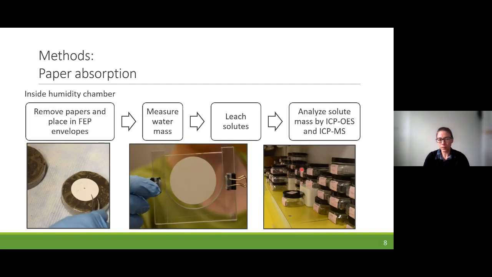After this equilibration period, the papers are removed from the cores and placed inside these FEP envelopes. Again, this is done within this humidity chamber to mitigate the effects of evaporation. The water content of the paper is then measured using near-infrared spectrometry, and then the solutes are leached from the papers and analyzed by ICP-OES and ICP-MS. And then from these separate measurements of water mass and solute mass, we can report pore water concentrations.